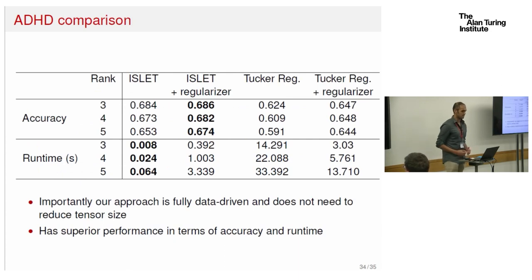I don't think these results are necessarily great. The accuracy here is just the number that you get right. So about 0.68, which is not necessarily great, but it's still doing better than the Tucker regression approach, and its running time is significantly better. But I think probably the biggest takeaway is that this is a fully data-driven approach, and we don't need to reduce the size of the tensors. So it has superior performance in terms of both accuracy and runtime.